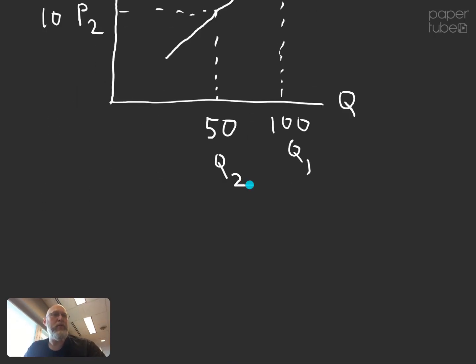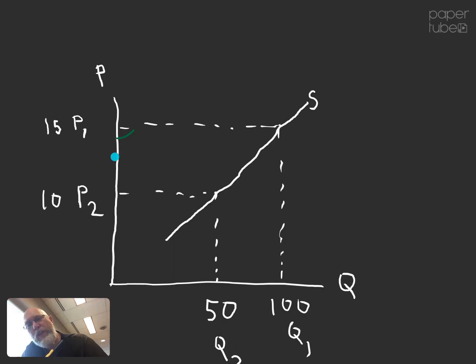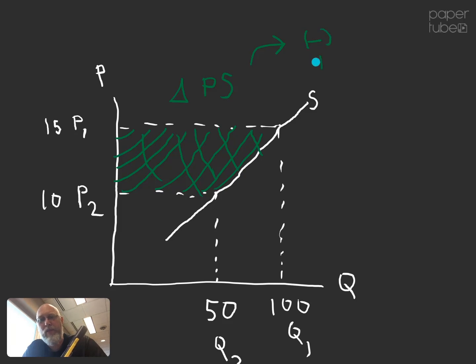Our goal is to find this area right here, which is the change in the producer surplus. Not the producer surplus, the change in producer surplus. And one of the important things we want to look at here is: is this number going to be negative or is this number going to be positive? And before we do any math, we can already know the answer to that because the price went down.